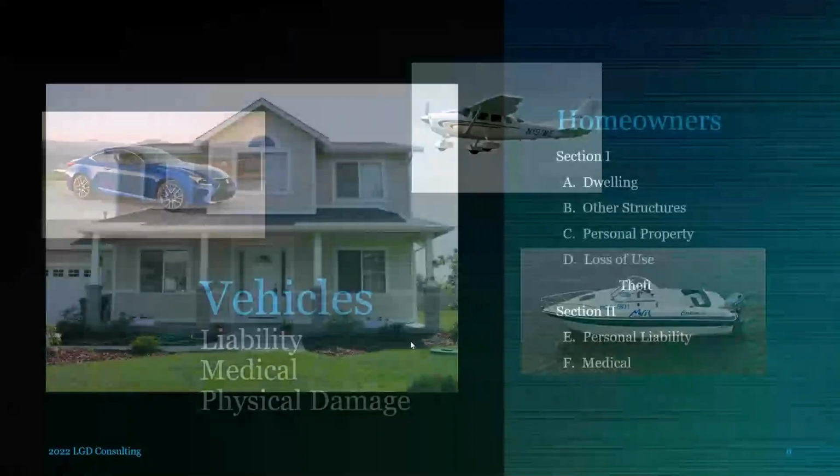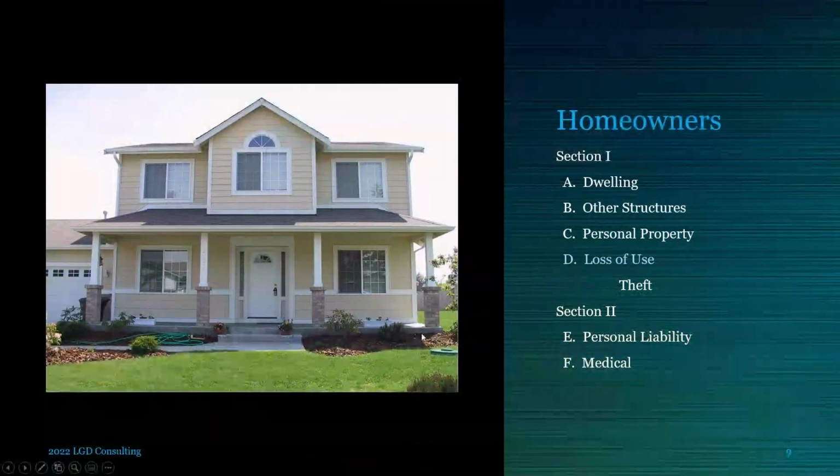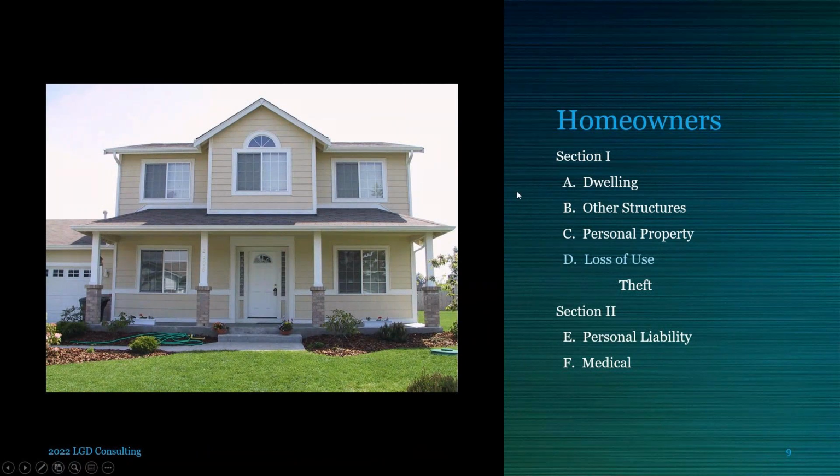All right. So now we're going to jump to a home policy. Homeowners has section 1 and section 2. Section 1 is property. Section 2 is liability. In section 1, we have the dwelling. Coverage A is the dwelling, which is a house. Anything bolted, welded, nailed, attached to this house would be coverage A. We have an attached garage. Okay. That's coverage A.